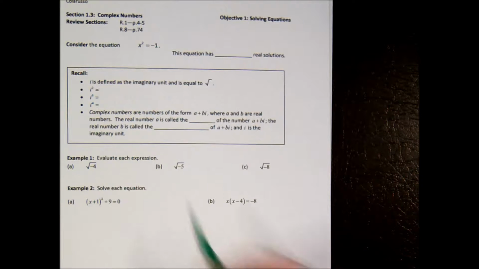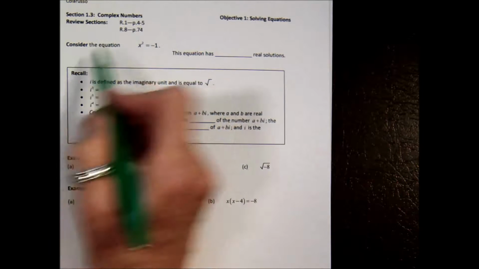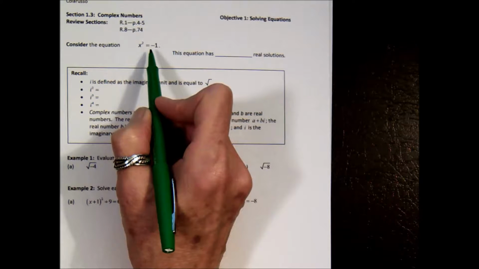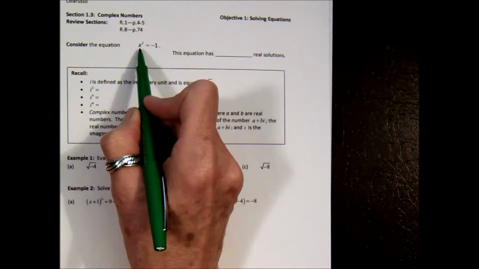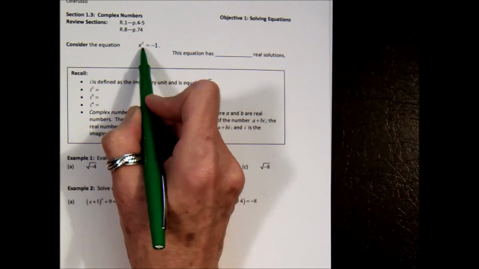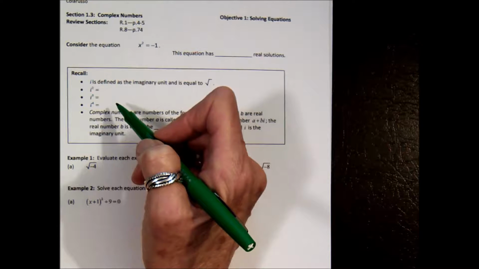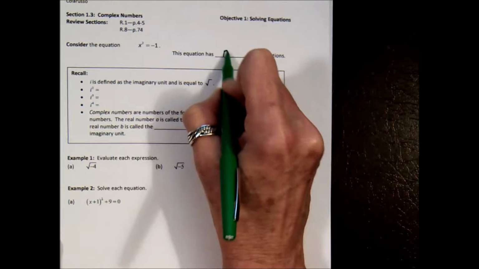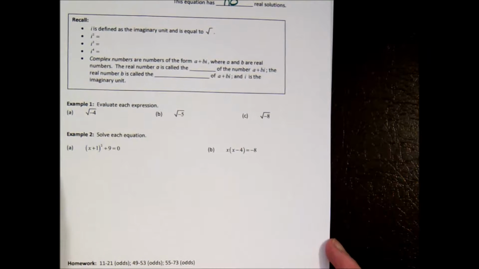This video is a quick review of some basics about complex numbers and imaginary numbers. So consider the equation x squared equals -1. Now I want you to think about this. Is there a real number that if I took it and put it in the place of x and squared it, I would get -1 as an answer? Well, we know that's not true, because anytime you square a real number, you always get a positive. So this equation has no real solutions, which brings up the need for imaginary and complex numbers.